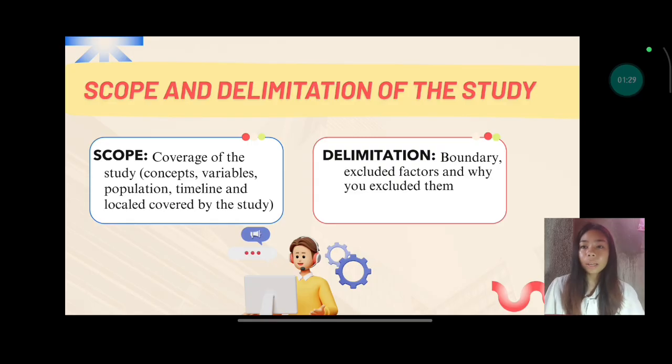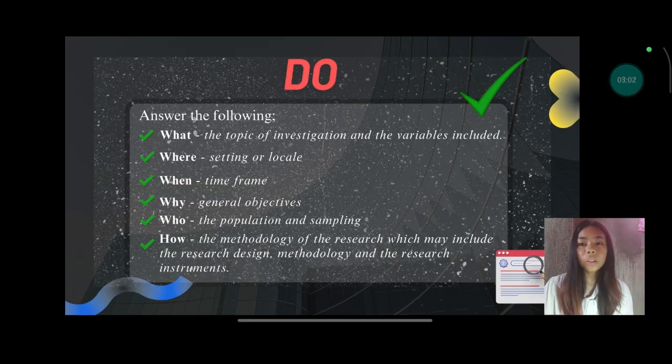And next is, what is delimitation? Delimitation is the boundary, the excluded factors, and why you excluded them. When we see delimitation, you state the boundary or the variables that are not included in your scope. It's like it's reverse, right? In the scope, you state the included, and in the delimitation, the excluded factors that didn't get included in your research. So, in the scope and delimitation of the study, you will answer the following on how to write the scope and delimitation of the study.